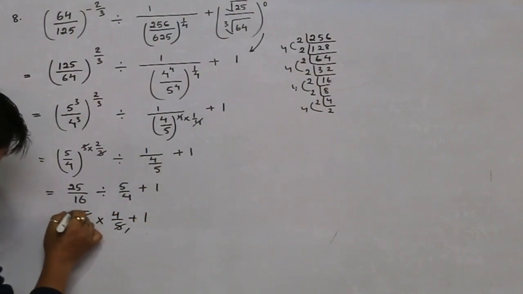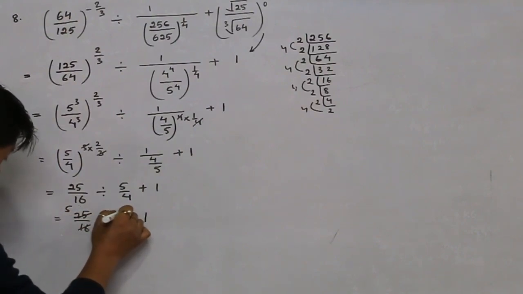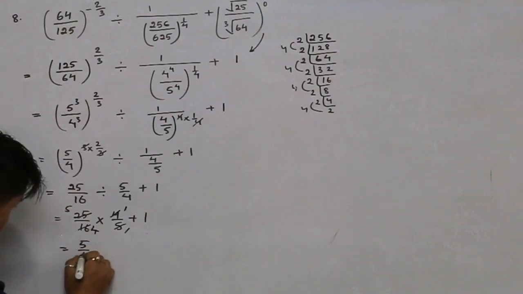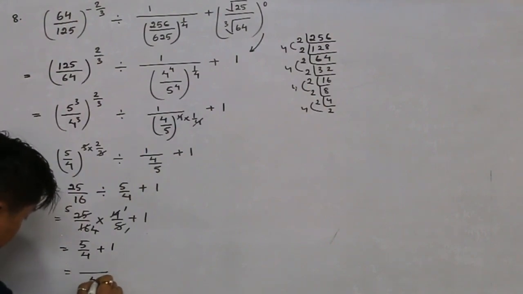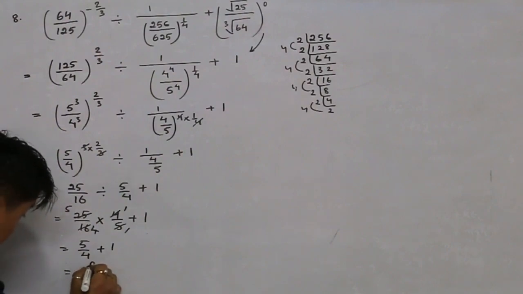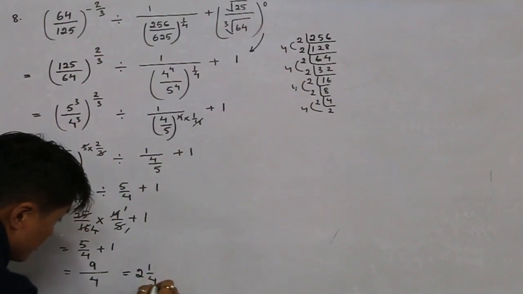5 1s are 5, 5 5s are 25, 4 1s are 4, 4 1s are 4, 4 4s are 16. This will become 5 upon 4 plus 1. Then we'll take the LCM, 4. 4 1s are 4 plus 5 is here 9. This can be written as 2 1 upon 4.